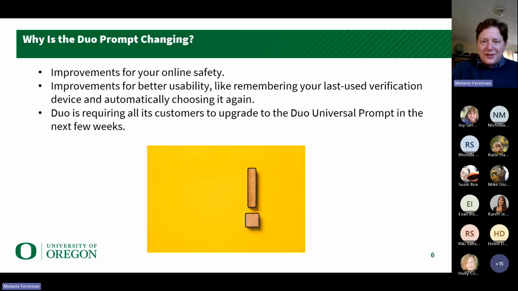The first question that folks ask a lot of the time when we're working in a changing environment, certainly with technology, is why is this changing? There are a few reasons why things are changing with the Duo Universal Prompt. One of them is improvements for online safety. This also helps to create security for your access to your technology services. It also helps you to use the Duo Universal Prompt more efficiently and easily. When you have a cleaner visual screen that you're looking at when it comes to the look and feel of an application, it's much simpler and quicker to be able to use that application.